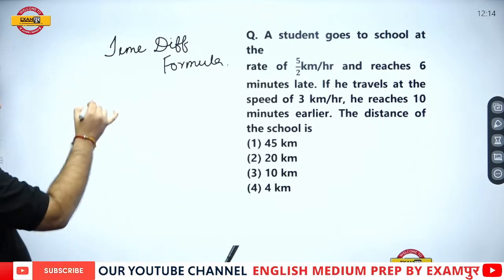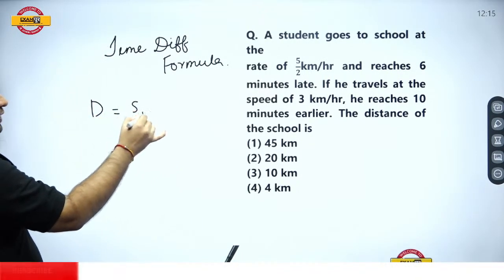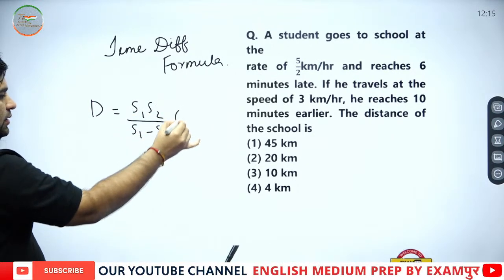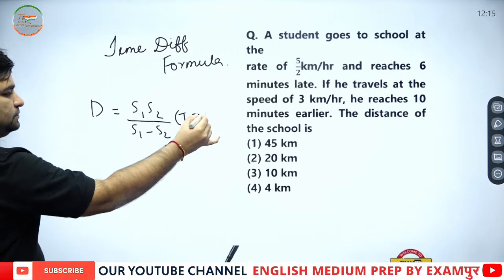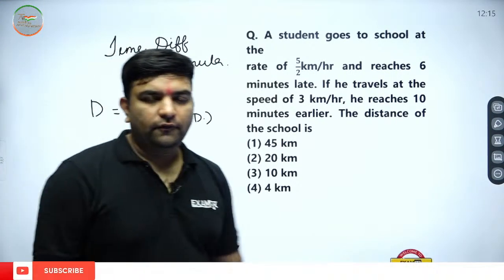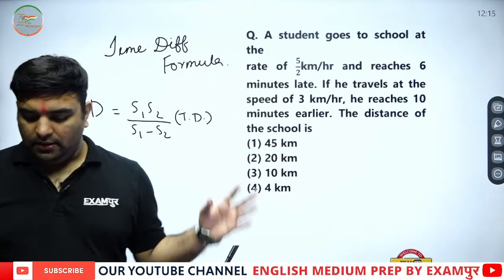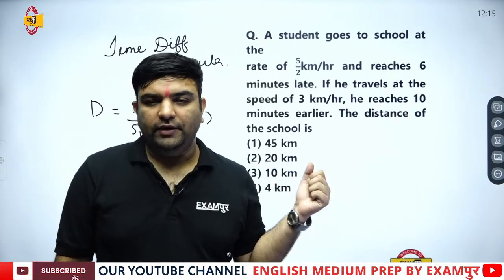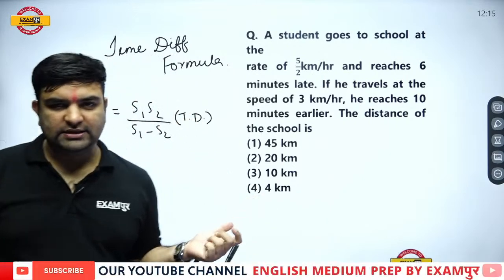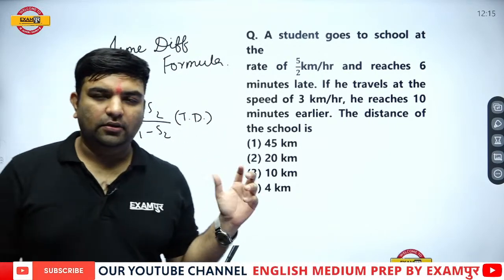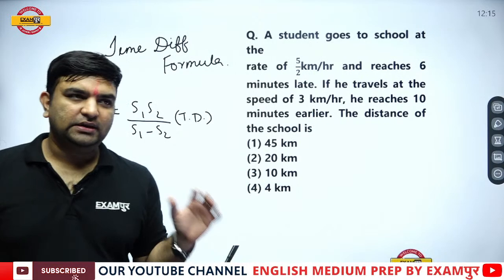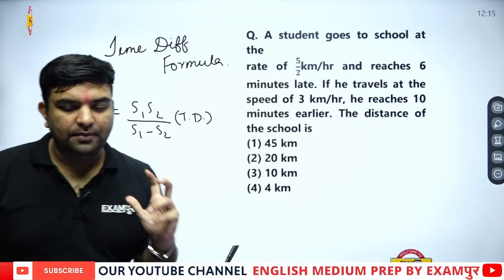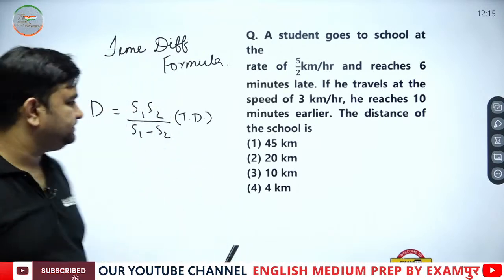What is the formula? D is equal to S1 S2 upon S1 minus S2 into time difference. Like when you travel the same distance with different speeds, obviously on increasing or decreasing the speed, there is a time difference, a time gap created.